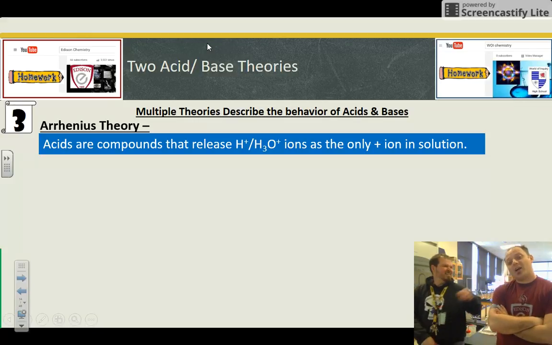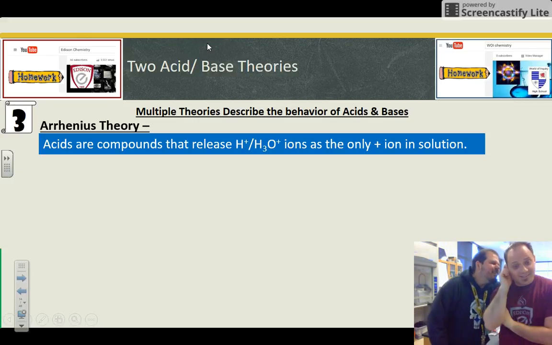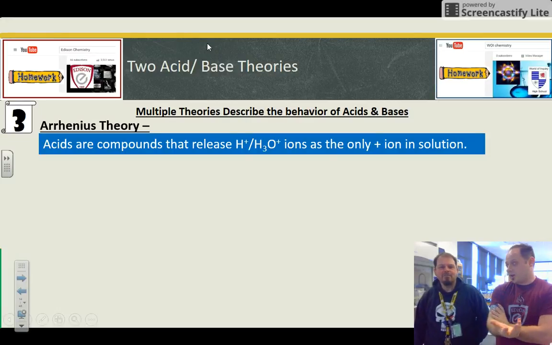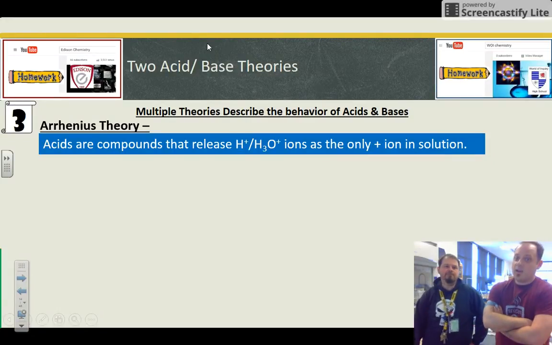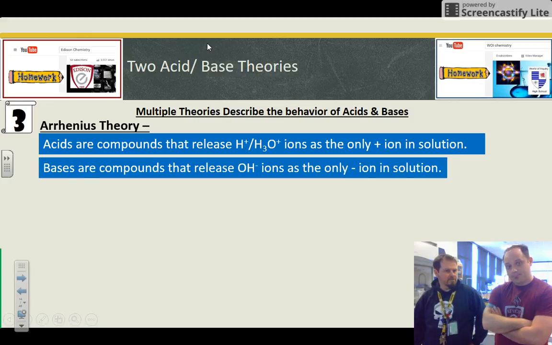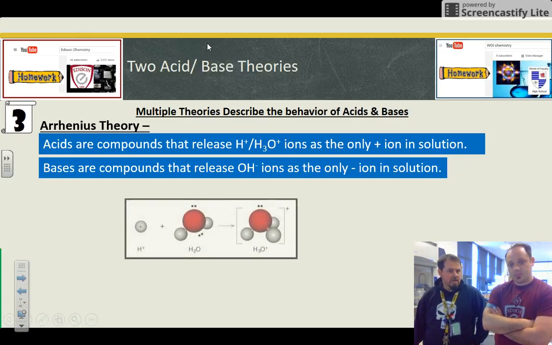Acids are compounds that release H plus protons, hydrogen ion, AKA hydronium ion, same thing, as the only positive ion in solution. That's right off of our vocab. So we'll show you what this means in a picture. And then right off the vocab, bases are compounds that release OH minus hydroxide ions as the only negative ion in solution.